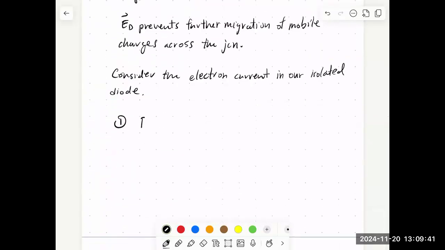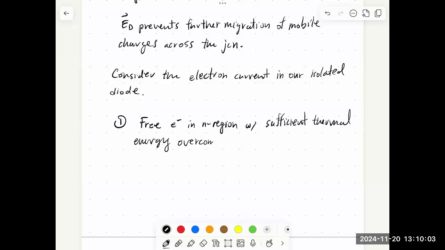Okay, so free electrons in the N region with sufficient thermal energy can overcome the potential barrier and cross the depletion region.